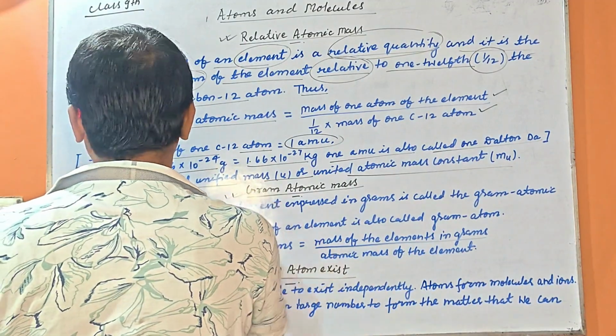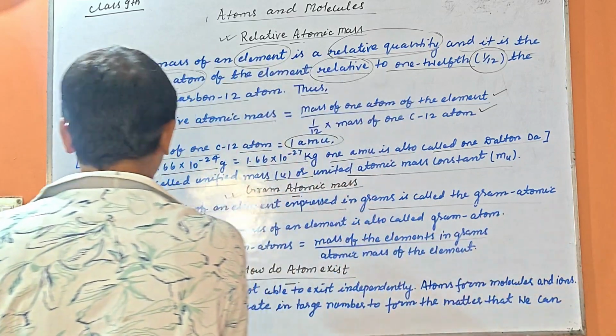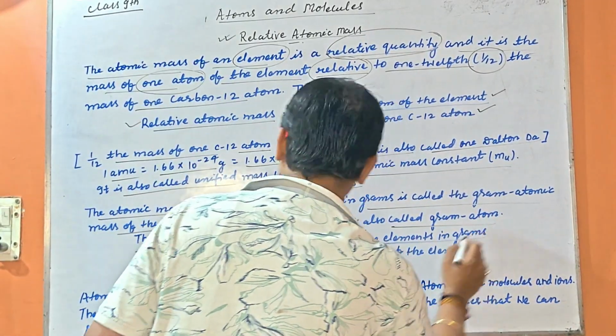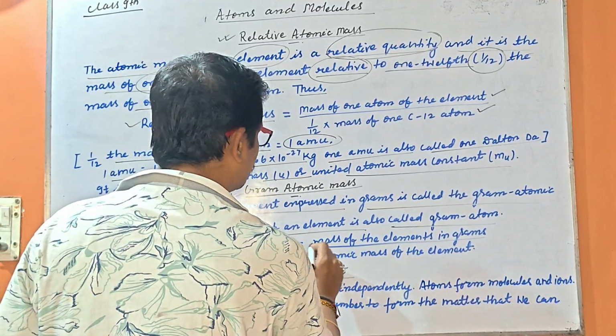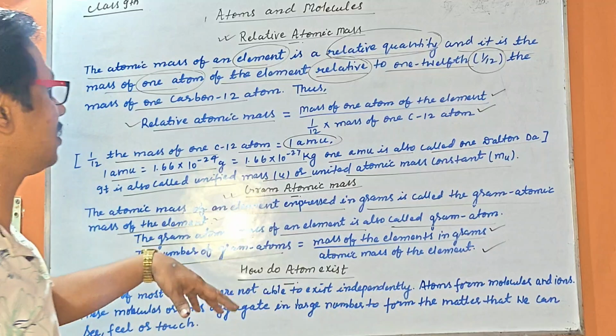Next is the gram atomic mass. The atomic mass of an element expressed in gram is also called the gram atomic mass of the element, or the gram atom. The number of gram atoms is equal to the mass of the element in gram divided by the atomic mass of the element. These are the two.